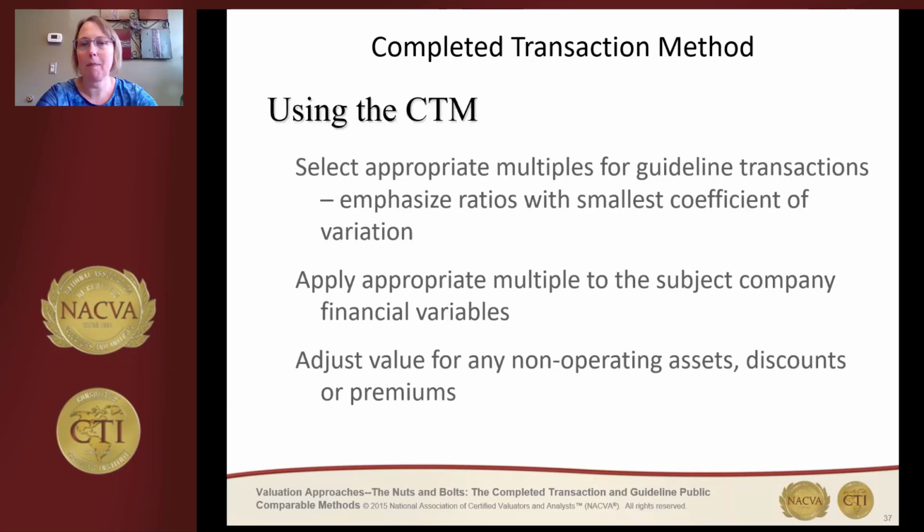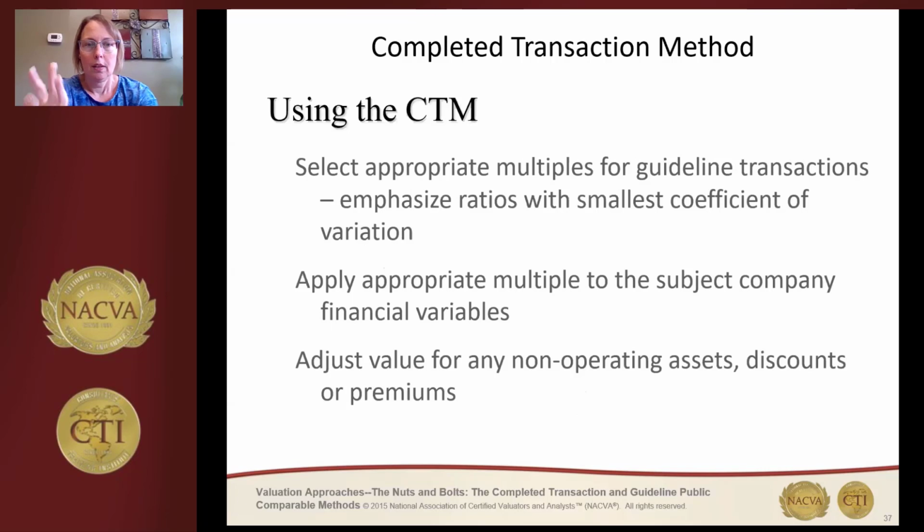So select appropriate multiples for guideline transactions, emphasize ratios with smallest coefficient of variance. And what that means is a larger coefficient of variation, the data might not be as reliable. Apply appropriate multiples to the subject company's financial variables, and adjust the value for any non-operating assets, discounts, or premiums.